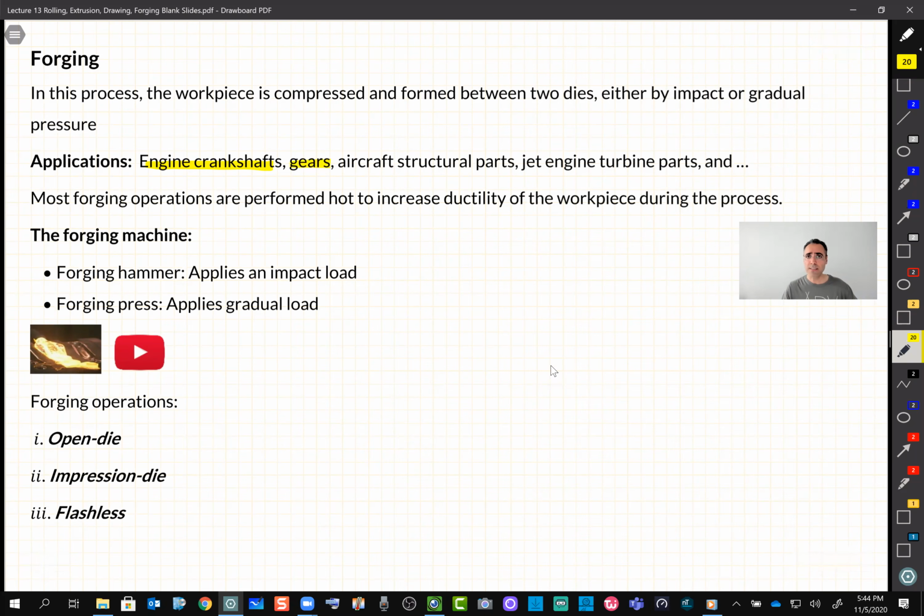We said you can make them by CNC machining. However, it takes time and it wastes a lot of material. Then we learned that the best manufacturing process to make gears is powder metallurgy. And today we'll see we can also make them by forging. You can discuss the pros and cons of making gears by powder metallurgy and by forging, but simply we'll say if it's a small gear and we don't want it super strong, maybe we'll go with powder metallurgy.